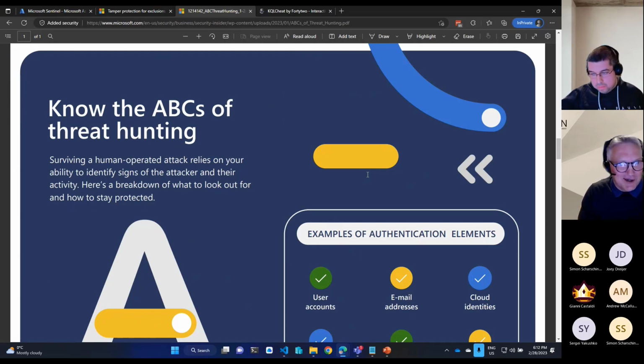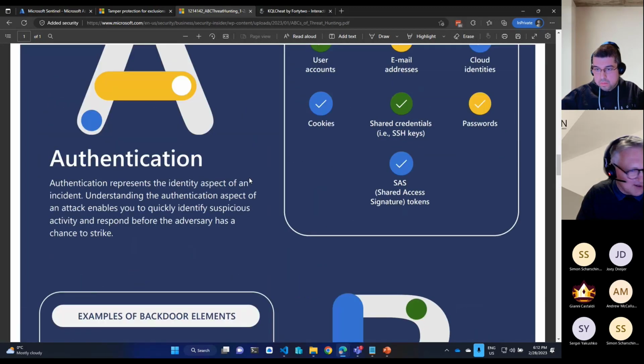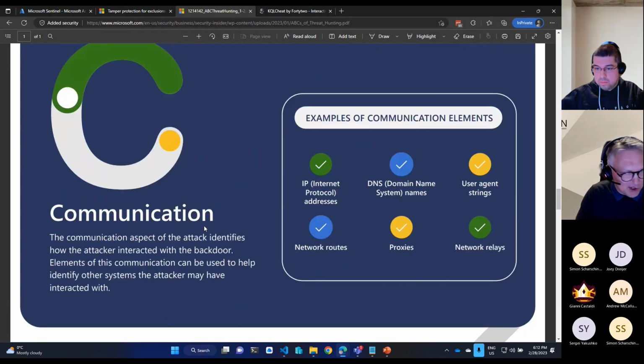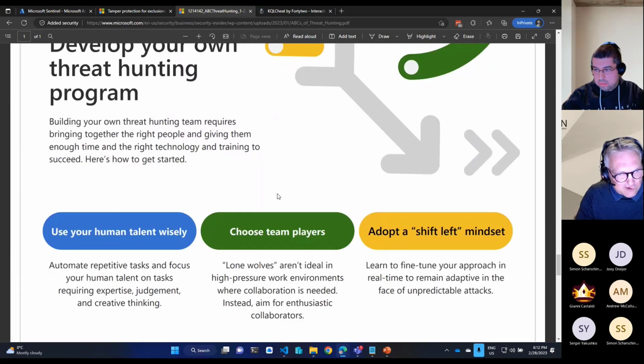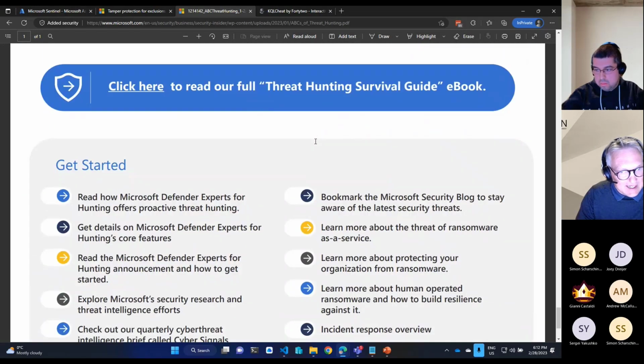But actually taking a closer look and reading the document really letter by letter, the A and the B and the C have a meaning. It's all about authentication, backdoors, and communication. Now, what's cool about this document is that it's explaining why we should do threat hunting, and key takeaways.